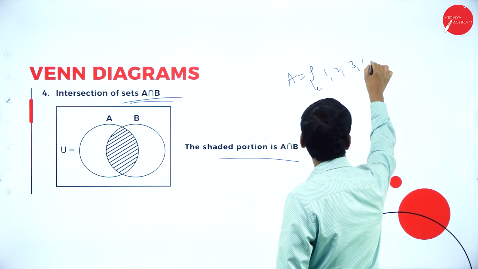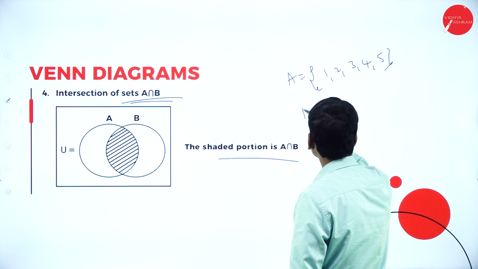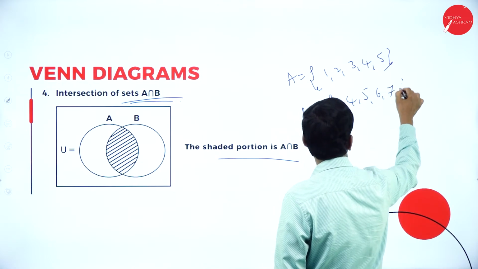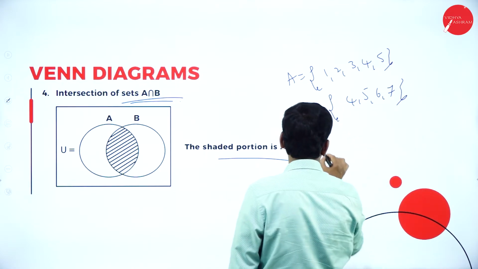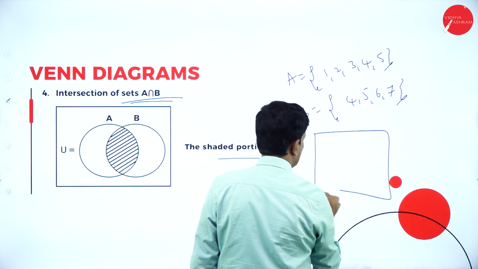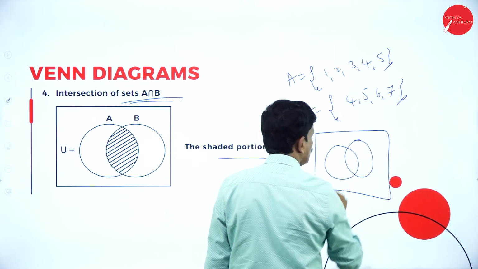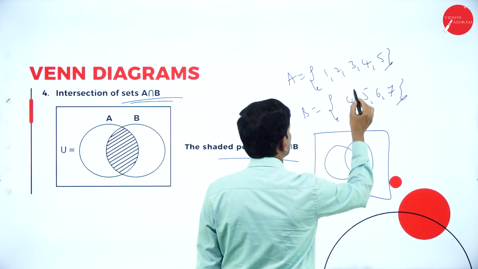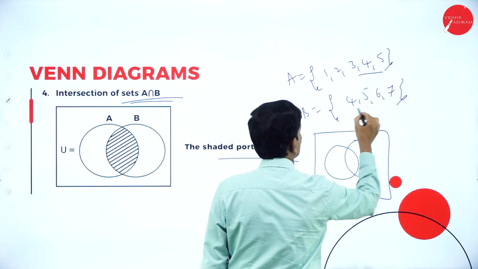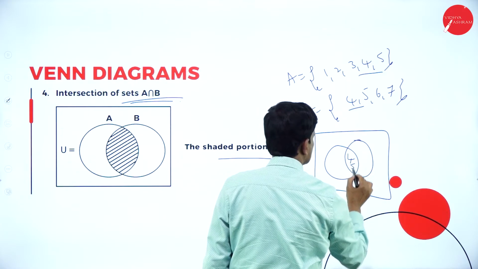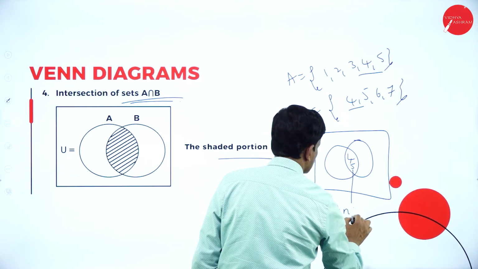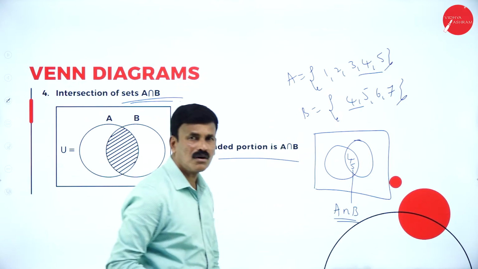A is equal to {1, 2, 3, 4, 5}. Another set B is equal to {4, 5, 6, 7}. Then what is A intersection B? Here A intersection B is denoted by the common elements. What are the common elements? 4 and 5. This is called the intersection of A and B. This is A intersection B, the common elements.